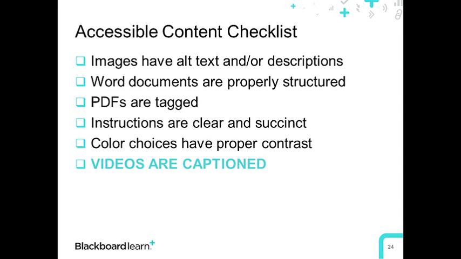If you're adding attachments for Word documents, you want to make sure that they're properly structured. And when I say that, I mean that you are using the styles in Word to set up headings. So you would have a heading 1 and a heading 2 and a heading 3, and you would have paragraph text. And this allows screen readers to understand the architecture of your document and to understand the importance of each level of information that's created in that document.